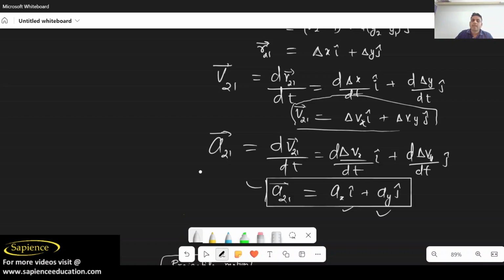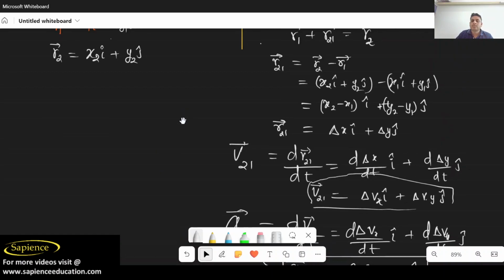So if you want to find the magnitude, how will you find it? If you want to find the magnitude of r21, how will you find it? Simply, this is equal to the square root of del x whole square plus del y whole square.